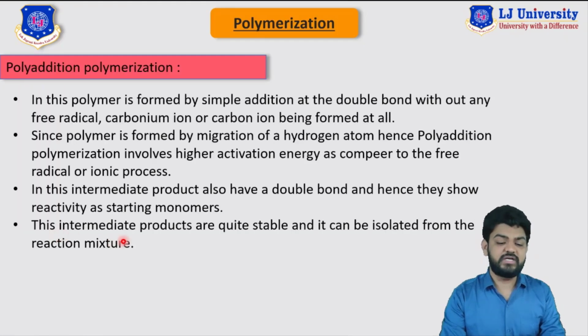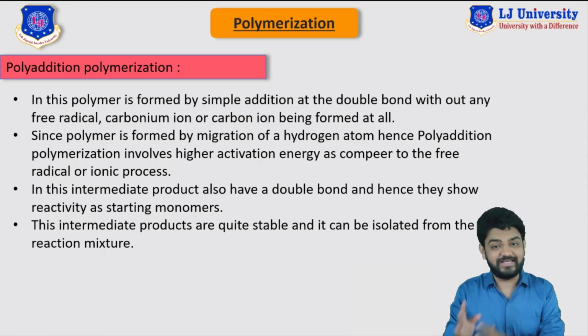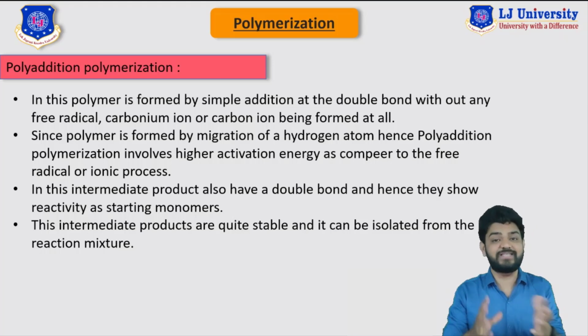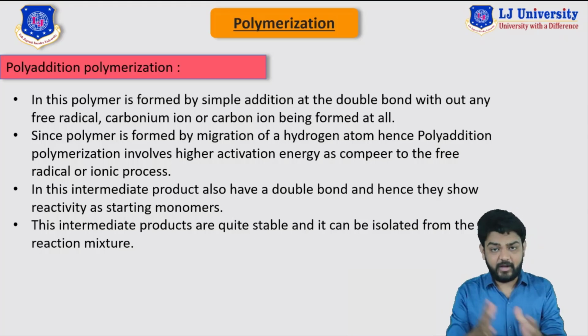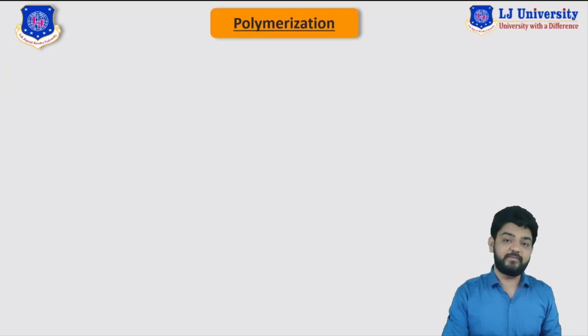Now, these intermediate products are quite stable and can be isolated from the reaction mixture. As I have already told you, this intermediate product can be separated out very easily, because they are made up of double bonds, and these double bonds are quite satisfied and stable, right? So we can easily separate this kind of intermediate from the entire reaction mixture.